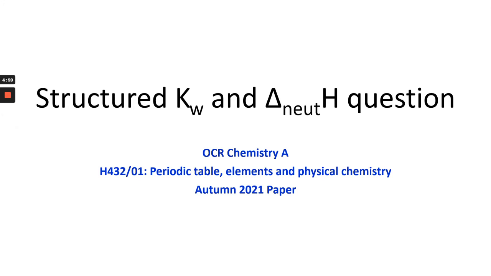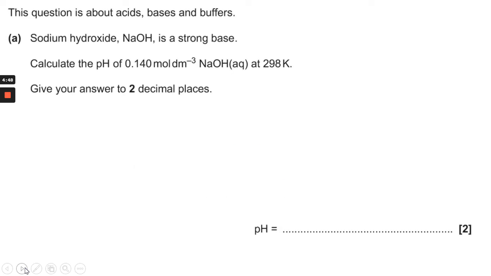Hello and welcome to this clip looking at a structured Kw and ΔH neutralisation question from the autumn 2021 Physical Chemistry OCR Chemistry A paper. It starts off asking about sodium hydroxide, and it asks you to calculate the pH of 0.140 mol per decimetre cubed NaOH at 298 K.